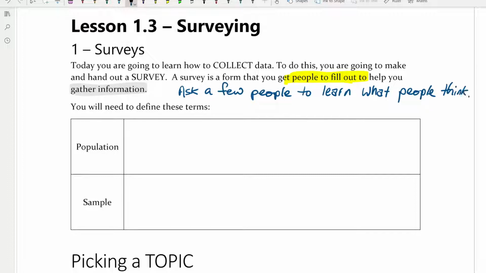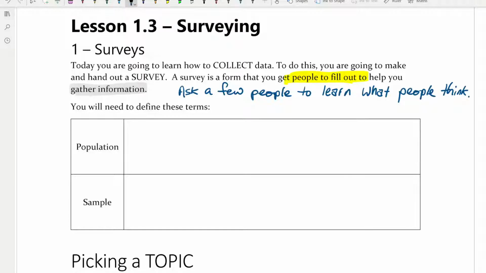So if I wanted to know what people thought about something around the school at Eastdale, I wouldn't necessarily ask everybody at Eastdale. The reason I wouldn't is because there's a lot of people at Eastdale, and that would take a lot of time. So what you do is you ask a few people, and if you ask enough people and you're careful to ask the right kind of people, then hopefully you can have a sense of what everybody thinks without having to ask everybody. And that's called surveying. That's called making a sample.